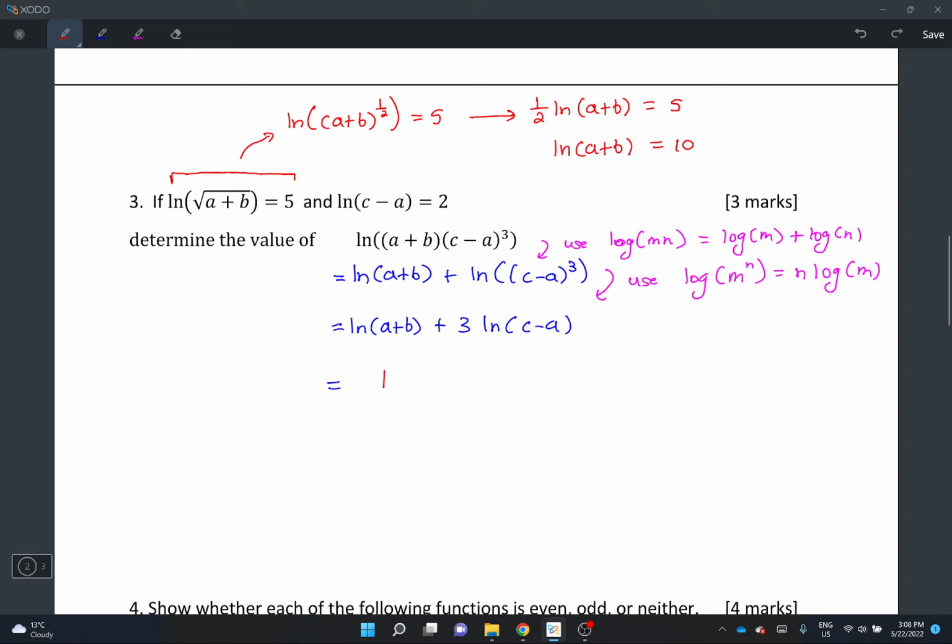So I'm going to use that information here. 10 plus 3 times, and then we have the other information: ln of c minus a is equal to 2. So we'll use that information there, and simplify. So 10 plus 6, 16. So it's a bit of a puzzle question. All right.